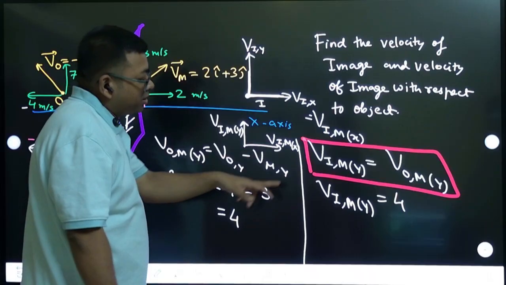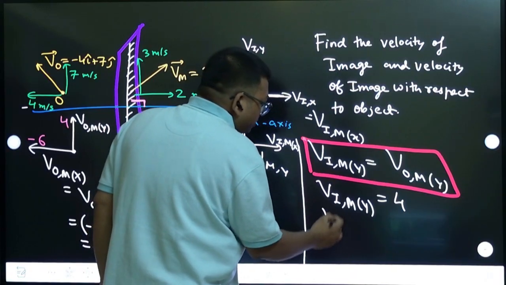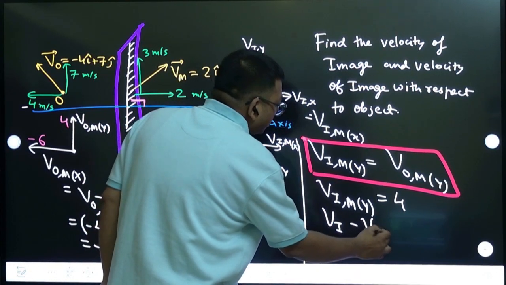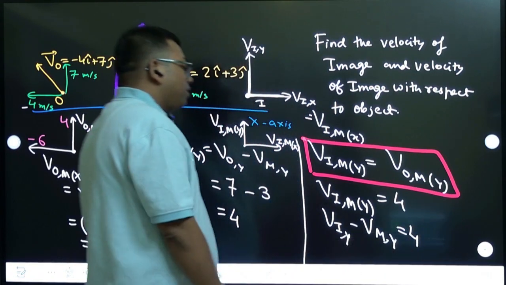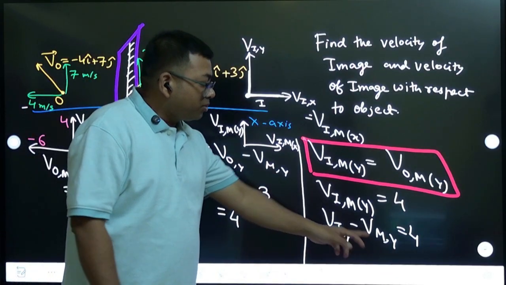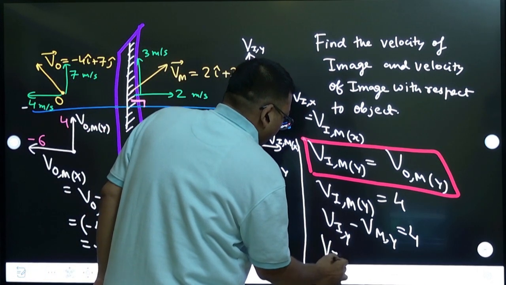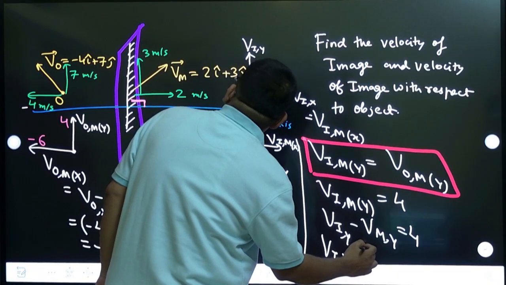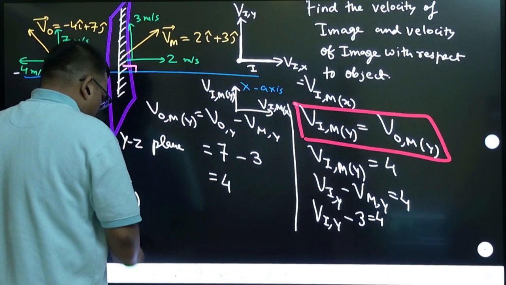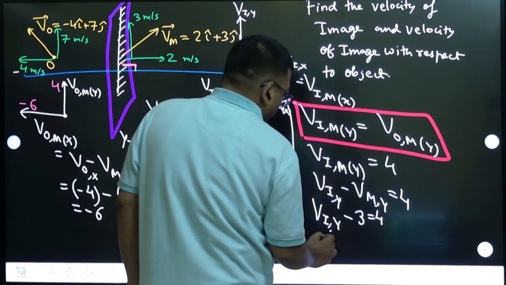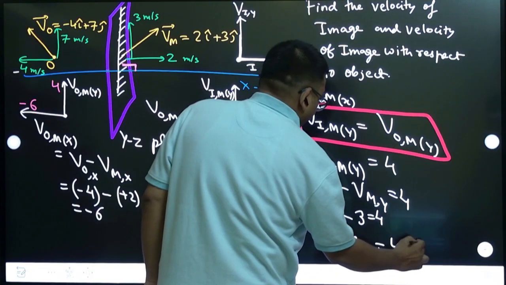We are calculating relative. Relative remains same, 4. Now, if you want, you can write this also as velocity of image minus velocity of mirror. This is along the y component, correct? And we know velocity of mirror along y-axis, that is 3. So velocity of image along y-axis minus 3 is equal to 4. So from here we can calculate velocity of image along y-axis is 4 plus 3, 7.